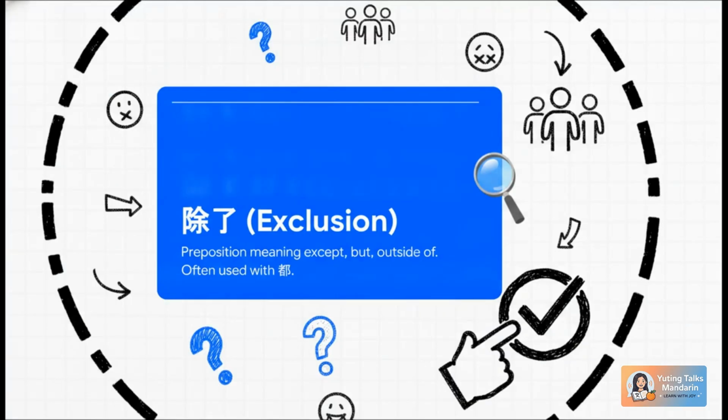Okay, so this is the very first job of our target word. I want you to think of it kind of like a subtraction sign in math. It's used to take away or exclude one specific thing from a larger group. Exactly. Let's look at the formula.